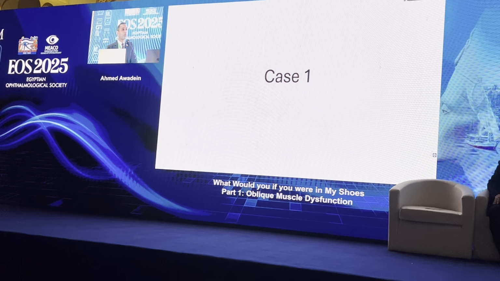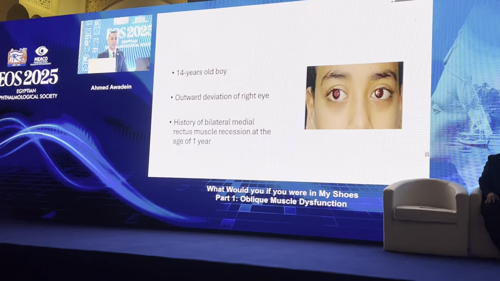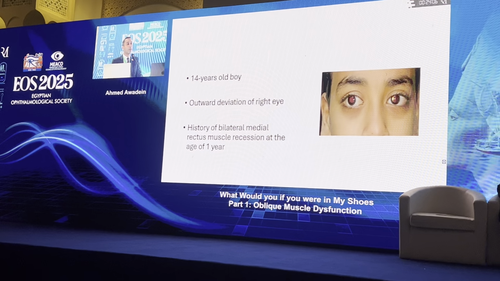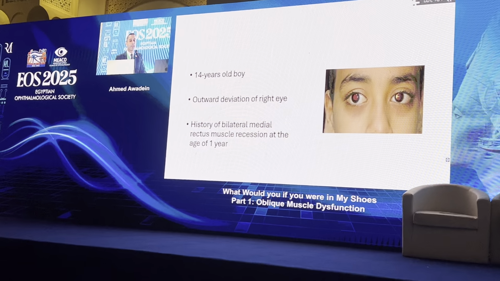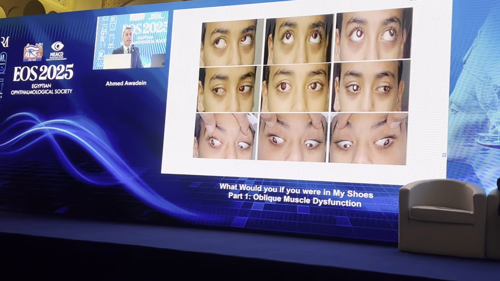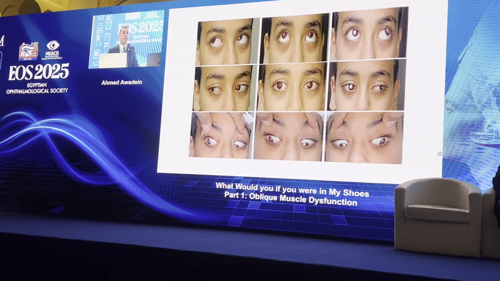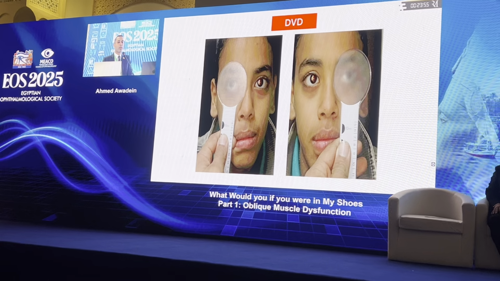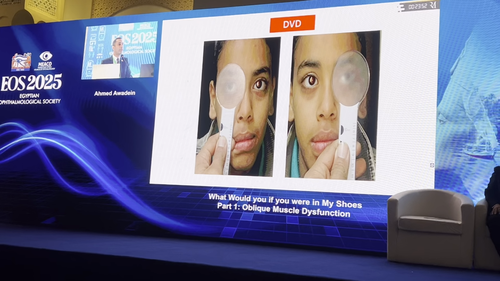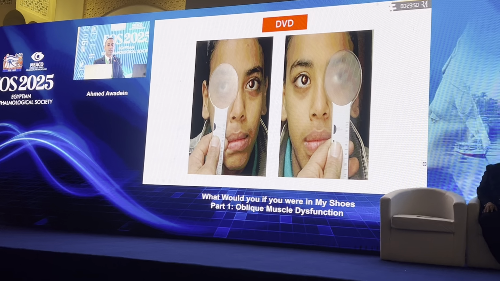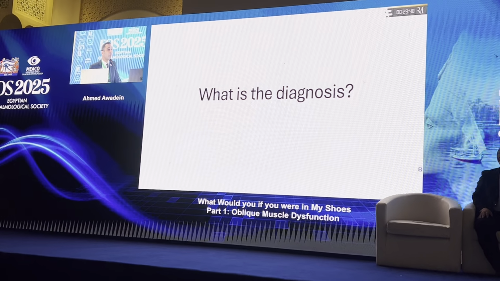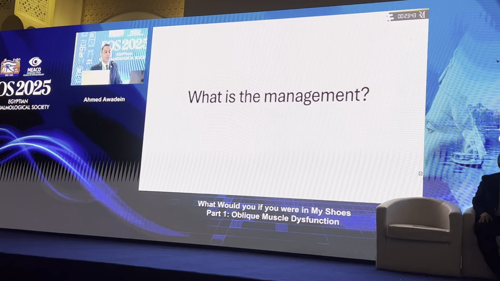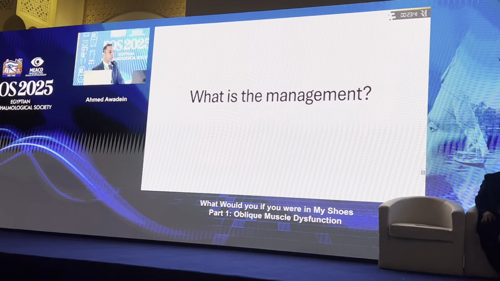So we're going to start with a very straightforward case. This is a 14-year-old boy with a history of bilateral medial rectus recession at the age of 1 year, and he presented later on with an A-pattern ectotropia, a bilateral severe oblique overaction, and you can see that they have some DVD, especially on the left side. So this is a classical case of what we call a Western triad. Starting with our panel, what would be the management for such cases?